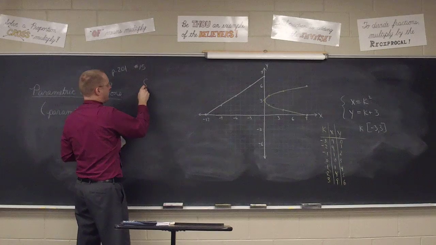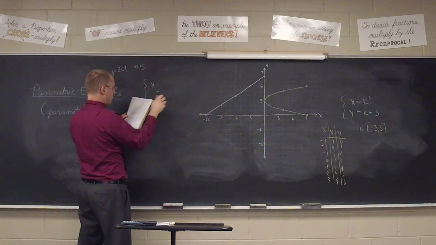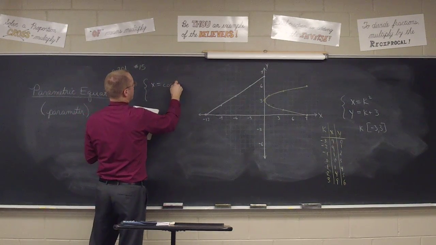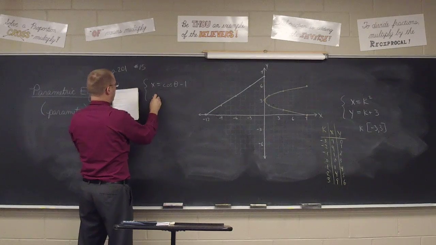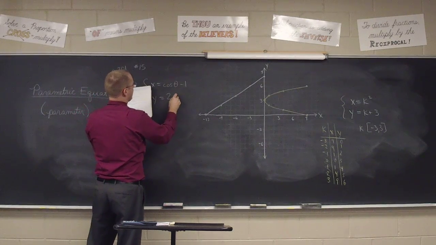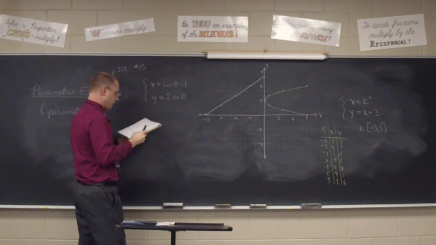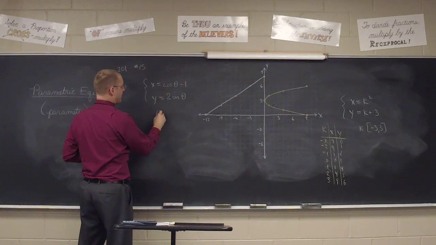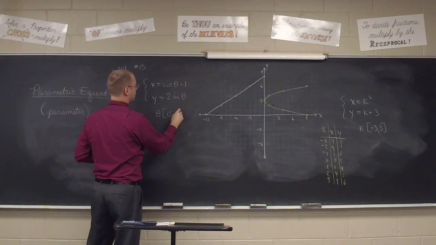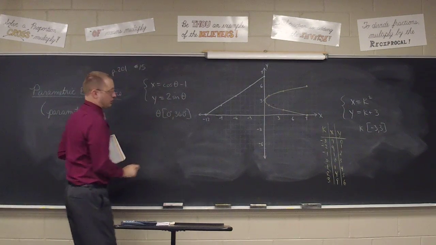We have our x equation. X here is listed as being equal to the cosine of theta minus 1. And then y is equal to 2 times the sine of theta. And the limitation on theta is that theta has to be between 0 degrees and 360 degrees.